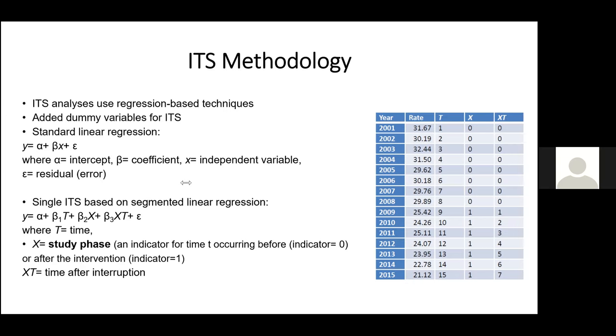Before the interruption, after the interruption. So not quite there. So we have seen beta one being looking at the slope before the intervention. Okay, that's okay now. Beta two talks about something else. You know, Rogers.